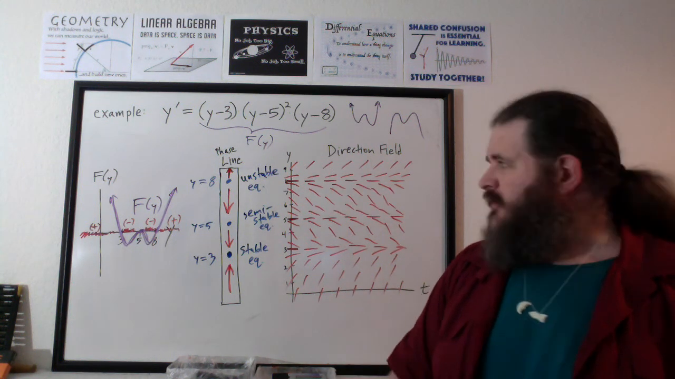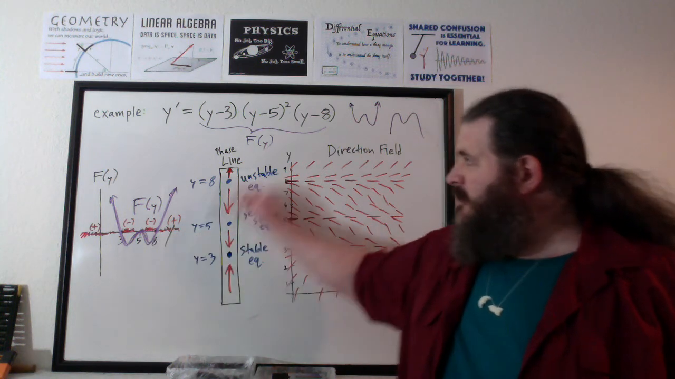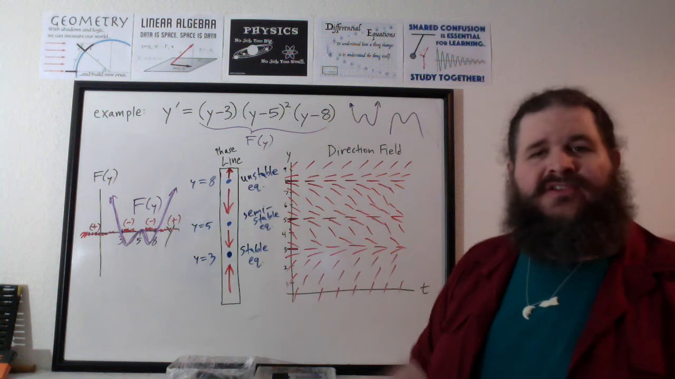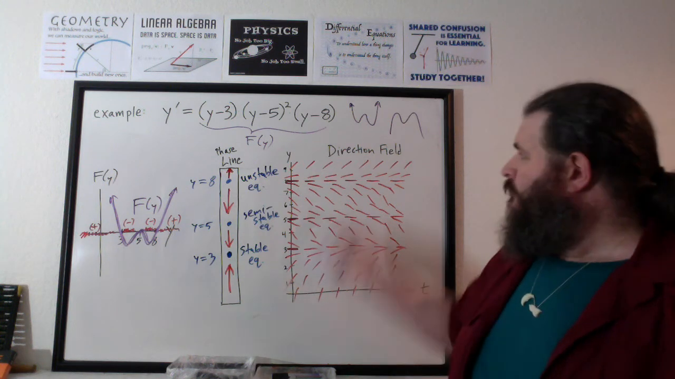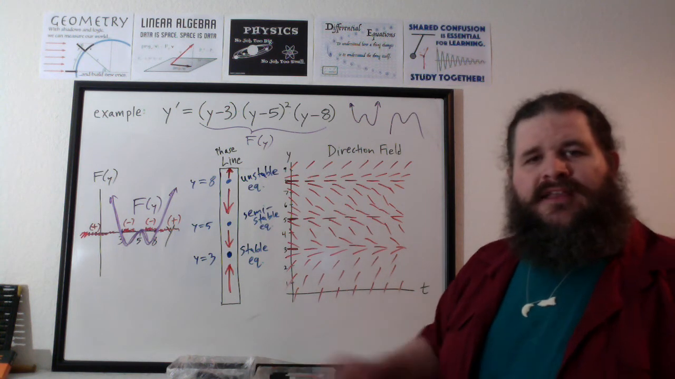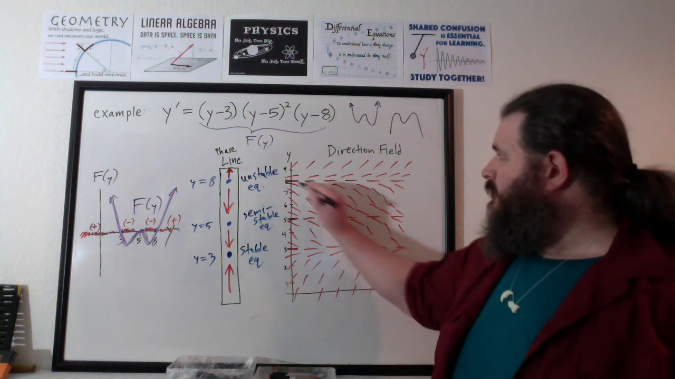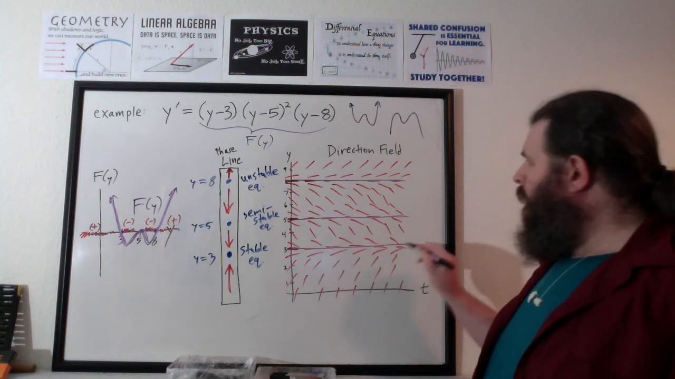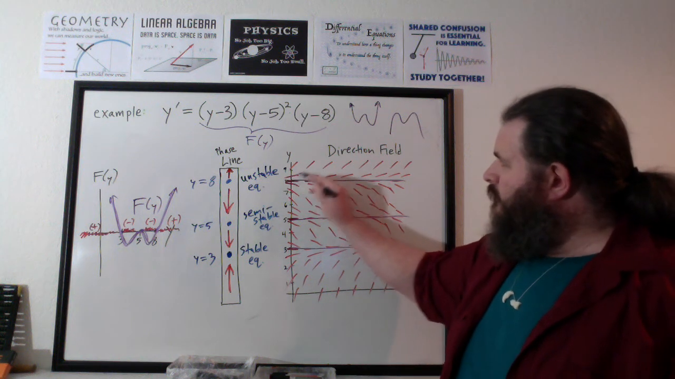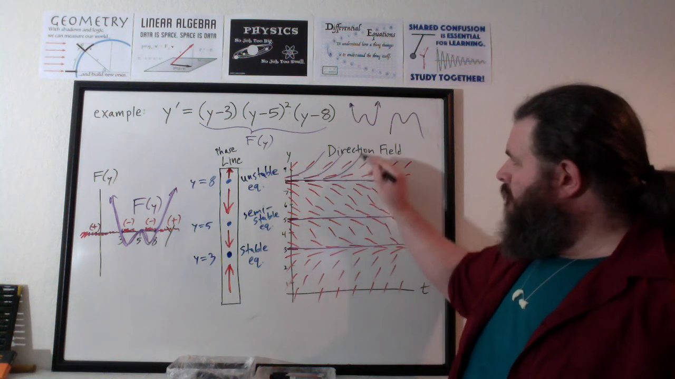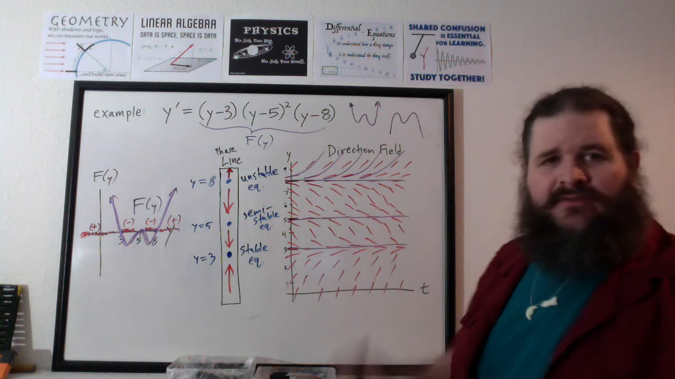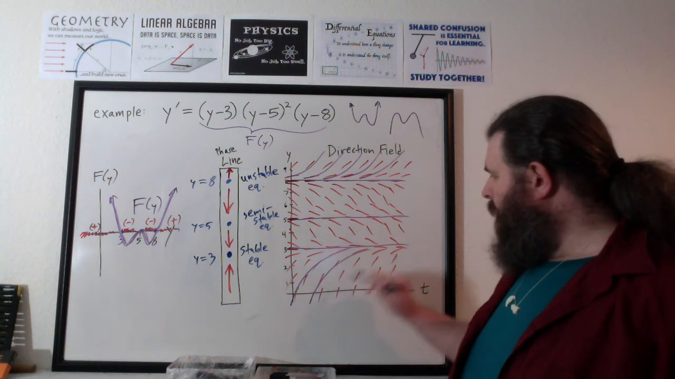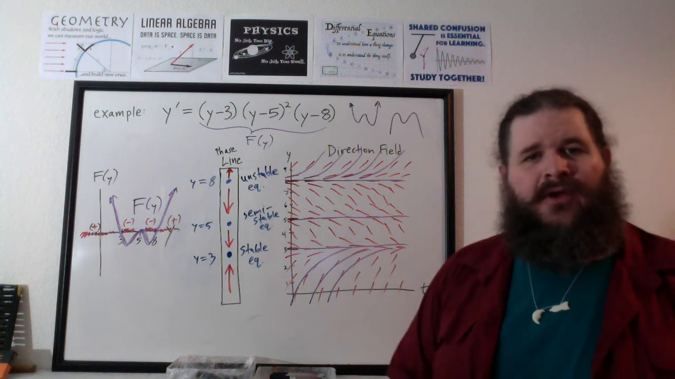Without too much effort, we just graph f of y, use that to make the phase line, and use the phase line, especially the equilibrium values and the in-between signs, positive or negative slope, to draw a quick direction field. And then we can start sketching in sample solutions. Equilibrium, of course, will always just be a flat line. Above 8, it looks like we've got something like exponential growth, shooting off to positive infinity. Below 3, it looks like we've got something like exponential decay, approaching 3 as an asymptote.